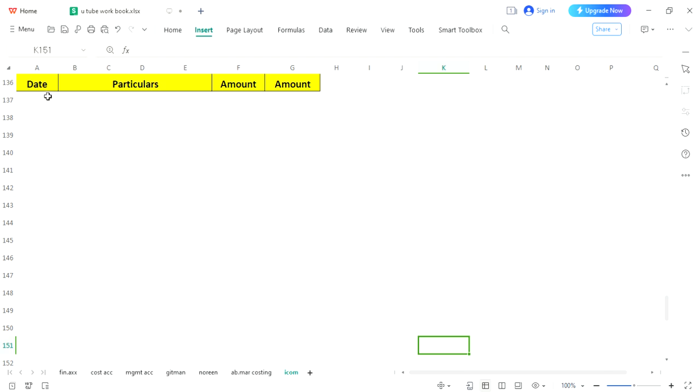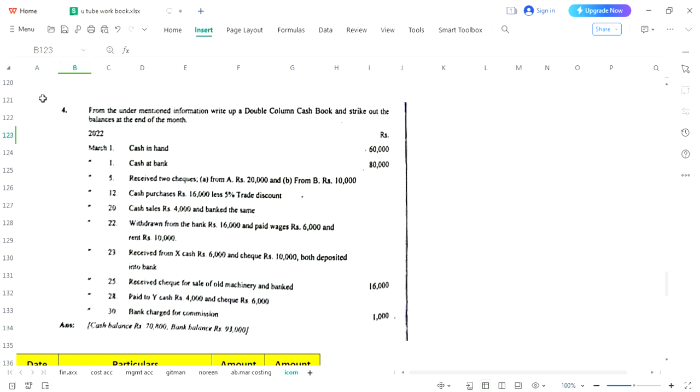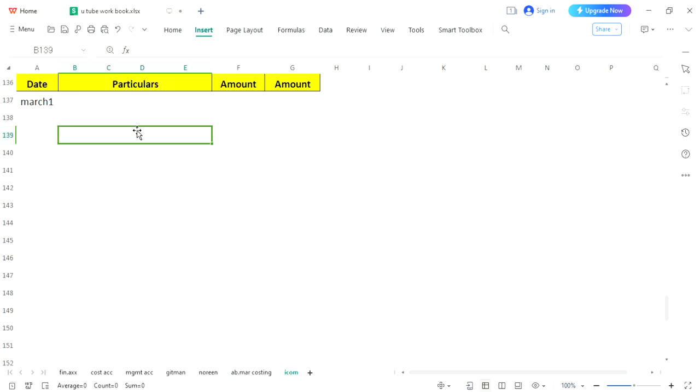Let's put the date first. We have March 1, the first entry, and then it is cash in hand. So you will put cash in hand, and this is your third line as usual, which is fixed for narration. After writing narration, we are supposed to put an ending line. So let's put it out.